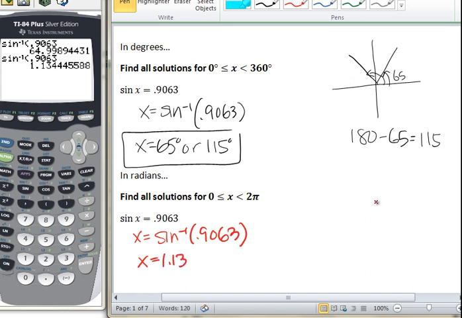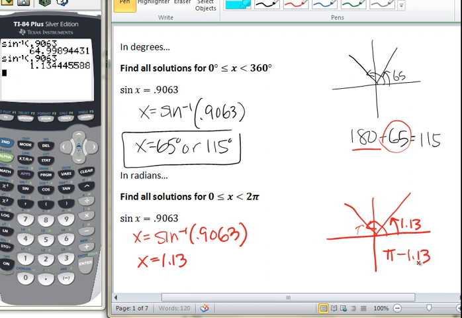I'm going to round to two decimal places for my radians. Well, that's in quadrant 1, right? Because this is 0, this is pi over 2, which is a little bit more than 1.5, and so this is my 1.13. Well, how do I get my second answer in quadrant 2? Look at what we did before. We did pi minus the angle that we found. Our reference angle is right here. But what is 180 in radians? That's just pi. So to find the second angle, it's pi minus 1.13.